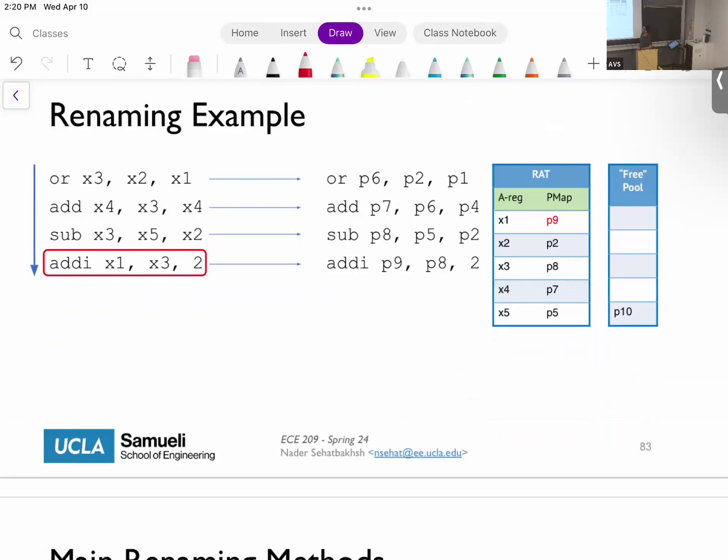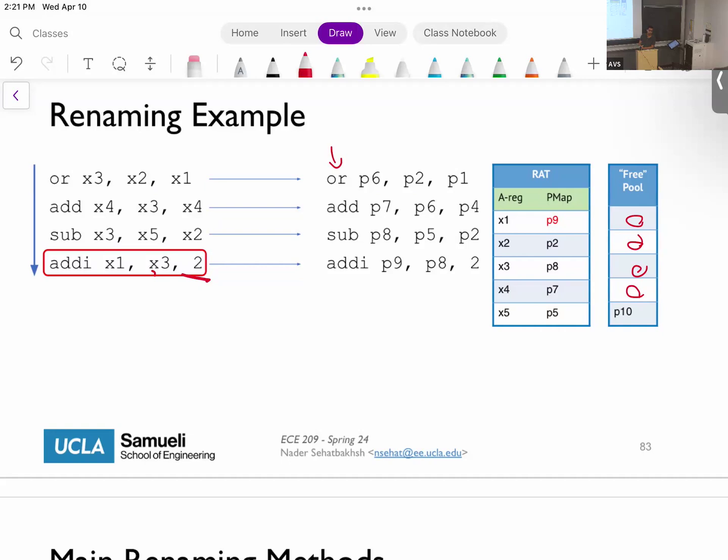X2 would be P2, X5 would be P5, then you rename X3 again. And for the ADDI instruction, this 2 is an immediate, it's not a register, so of course you don't need to rename an immediate, but X3 would again be P8 and then P9 and so on and so forth. So you just continue doing that. At some point, some of these instructions will be executed and you will free those older registers. So these older registers will come back to this free pool at some point in your system.